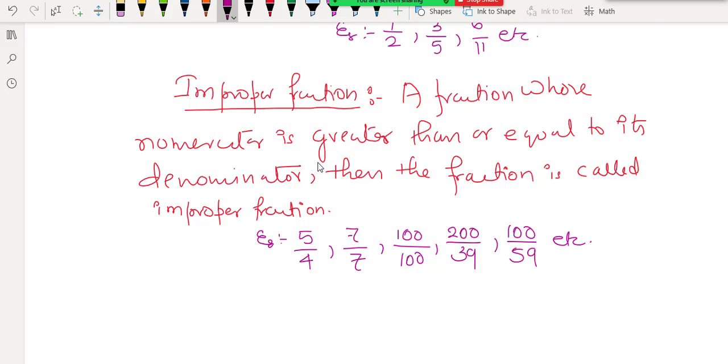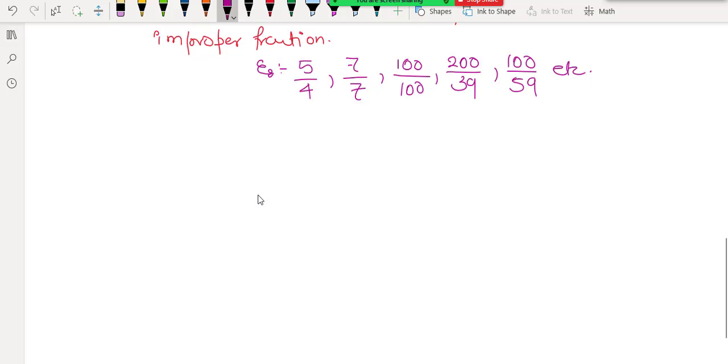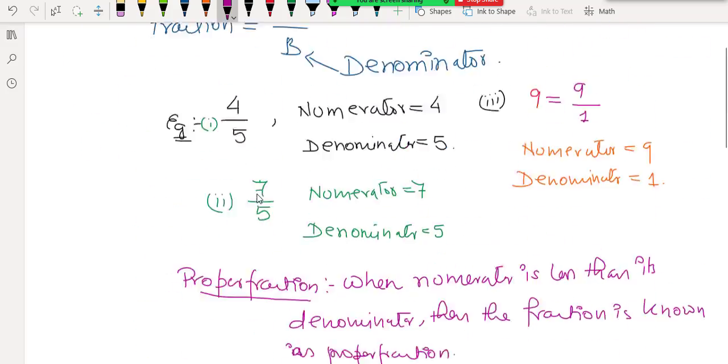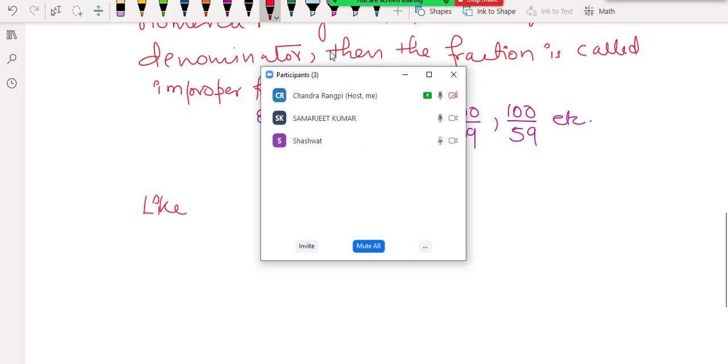Okay, we have studied proper fraction and we have studied improper fraction. Now we will study about like fractions. What is like fraction? Yes, one by one. I will ask everyone one by one. Samarjit, first. It's your turn.